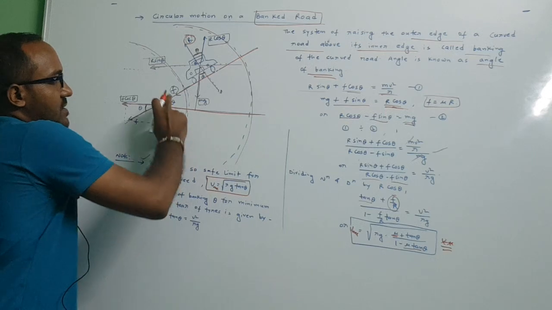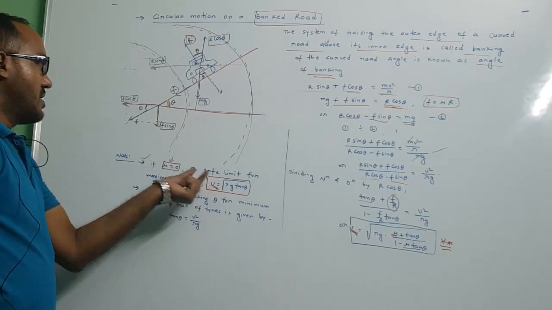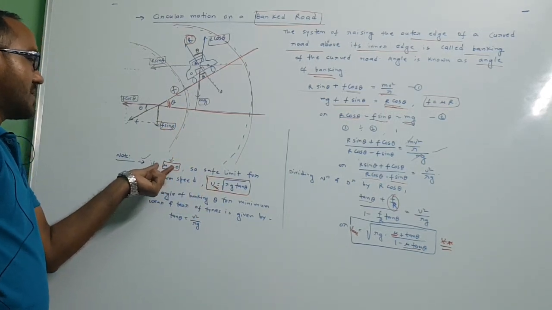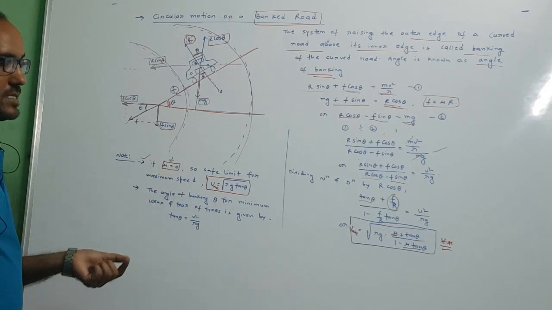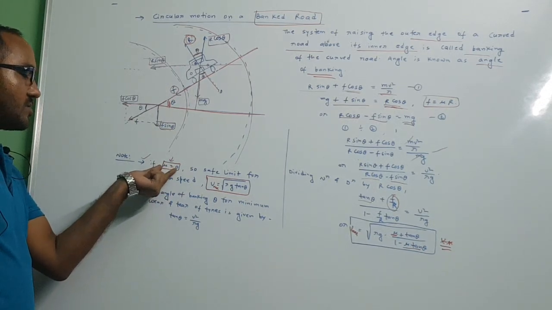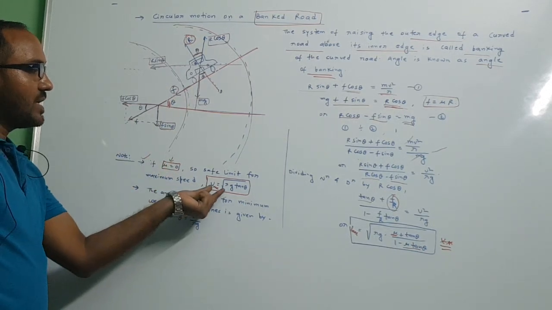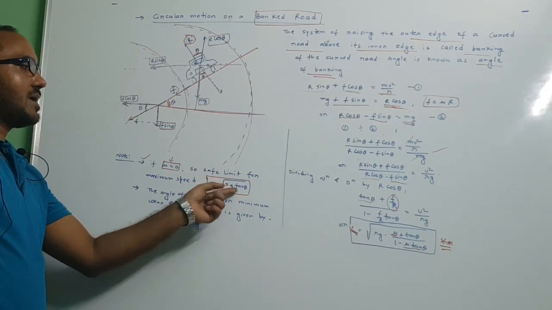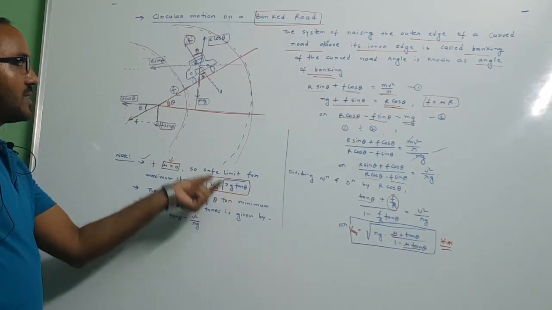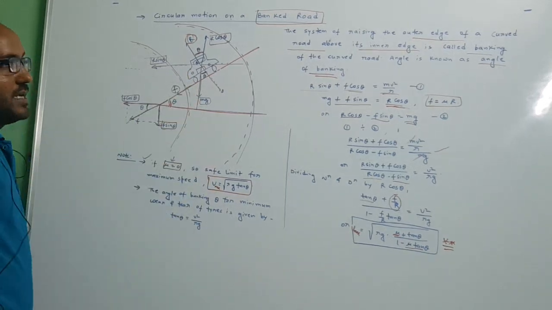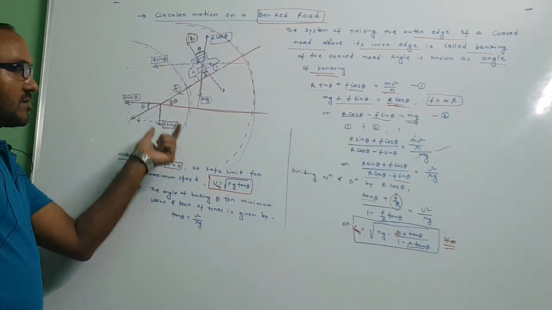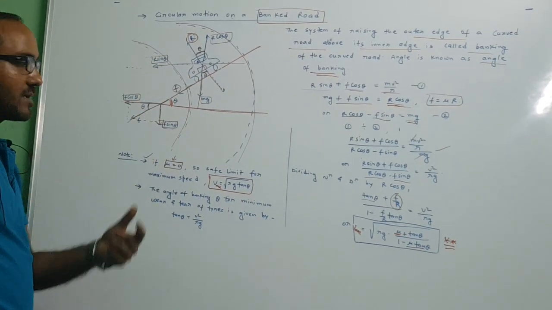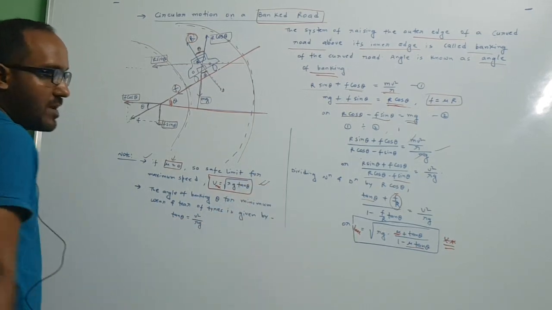This is the advantage of banking. See here, we have made the road frictionless, as in the rainy season or a muddy road area, but still we have some velocity of the car, that is root under rg tan theta. That's why the banking of the road is extremely important in order to avoid slipping. Okay, this is extremely important.